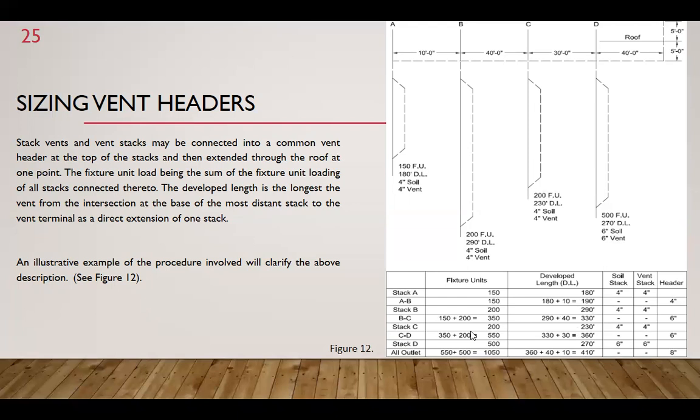Stock D and 500. Picture unit to 70 feet. So this is 6 inches na. Ang soil stock, saka bend stock. And all outlet, 550 plus 500 is 1,050. Ang ano mo na is, alin mas malaki dito? 360 plus 40 plus 10. 40 plus 10 itong 10 is 5 plus 5. So 410 feet. So this becomes, itong line na to is 8 inches na. Okay.